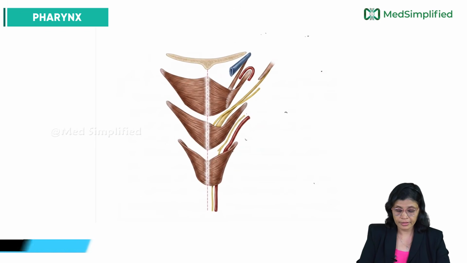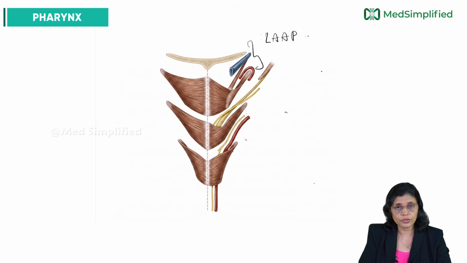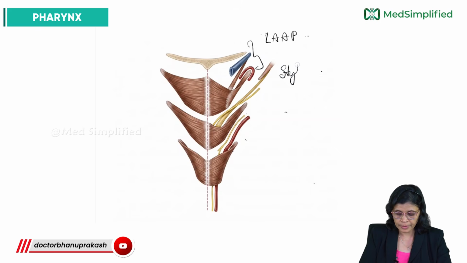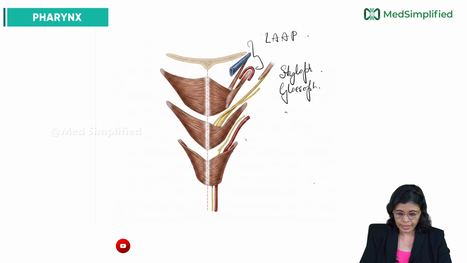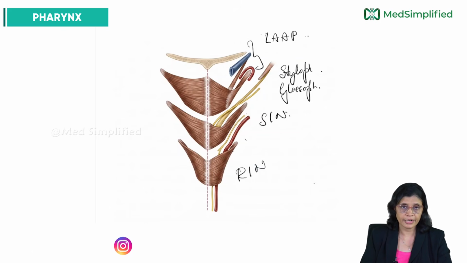So just to recall again, in the sinus of Morgagni we have the LAAP structures. What is LAAP for? Levator veli palatini, auditory tube, the ascending palatine artery and the palatine branch of ascending pharyngeal artery. Then between the middle and the superior constrictor, we have the stylopharyngeus muscle as well as the glossopharyngeal nerve. Then between the middle and the inferior we have SIN, that is the superior laryngeal vessels and the internal laryngeal nerve. And below the inferior constrictor we have the RIN, that is the recurrent laryngeal nerve and inferior laryngeal vessels.